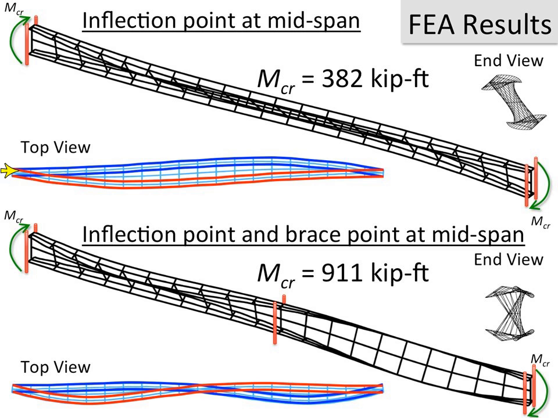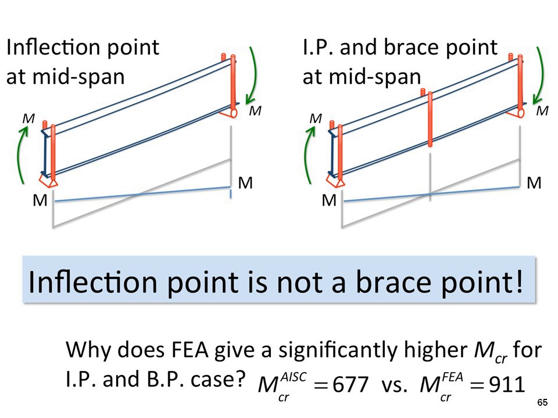You can see that the length on the compression flange was this long, lots of length in the buckled mode. Because of that brace, the buckling has to go through the brace point, and we've significantly reduced the buckling length. With this significant reduction in the buckling length, we get a real bang for our buck and a significantly increased moment capacity. So the takeaway here is that an inflection point is not a brace point.